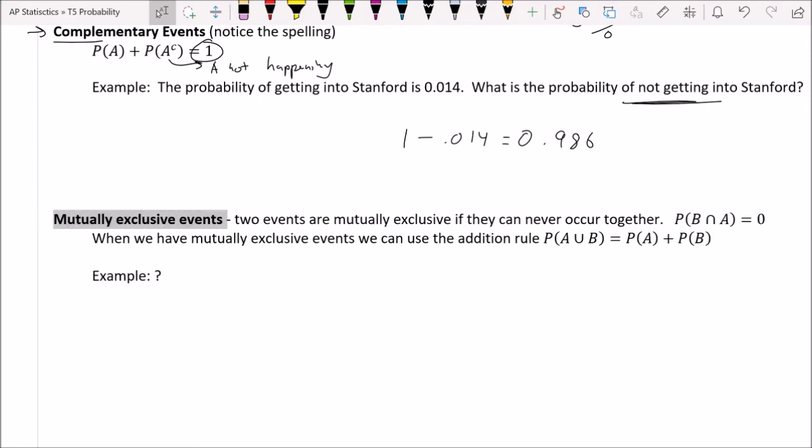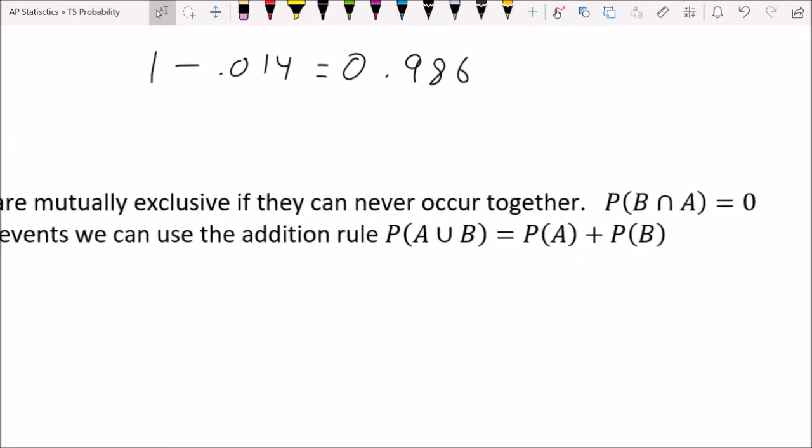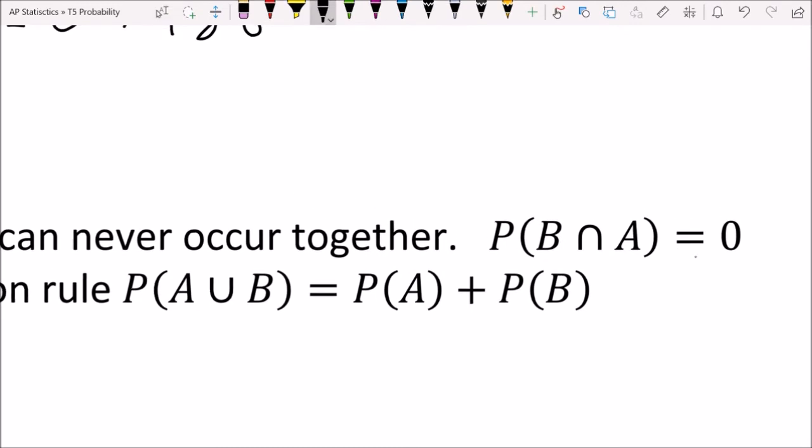Okay, two events are mutually exclusive if they could never happen at the same time. Okay, so we have a little bit of notation over here, and I want to annotate what's going on over here on the right a little bit and give you a chance to write that down. This symbol right here is called an intersection, and it represents the word and.